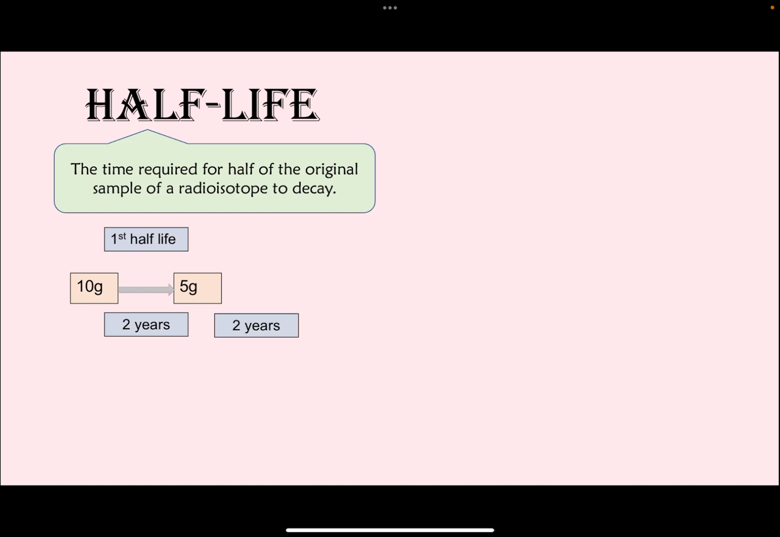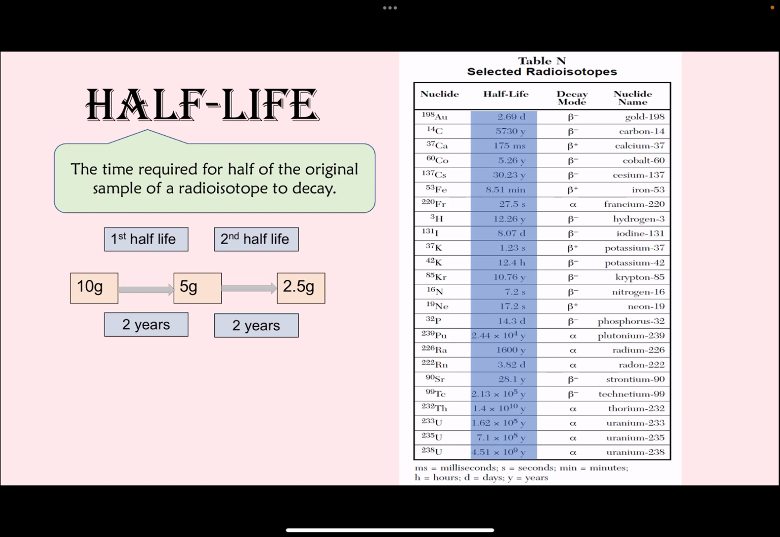Now, if I want to go from 5 grams to 2.5 grams, this is going to be the second half-life for that radioisotope, and this is still going to take 2 years. So it doesn't matter what mass you start with, the amount of time that it takes to go from that mass to one half of that sample is always going to be the same.